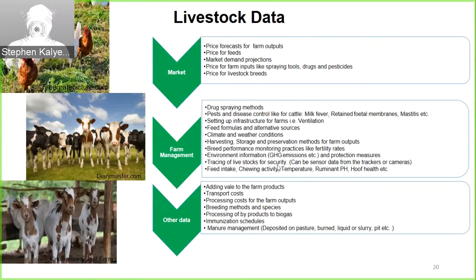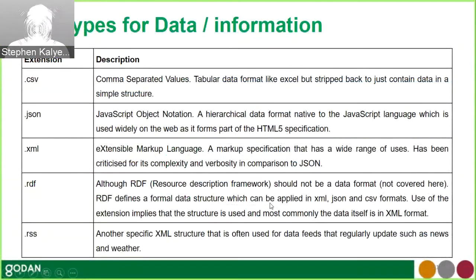It can be collected on the farm. It can be data exported or imported from outside. Others can be adding value, transport costs, the breeding methods and species. Best practice for processing byproducts, probably into biogas. All this is important. Now, let's look at the file types for data information.